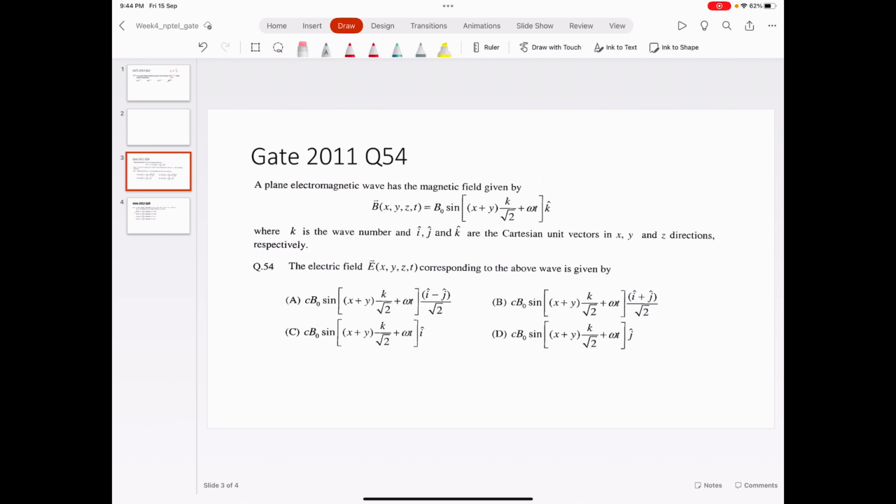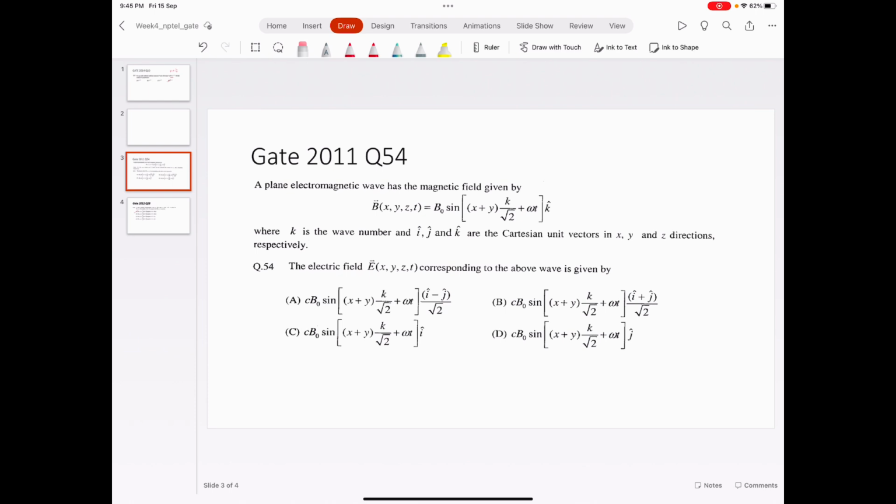It says that a plane electromagnetic wave has the magnetic field given by B of (x, y, z, comma t) is equal to B naught, which is some constant vector, because B naught into k cap is there at the end, you can see. So B naught is only in the k component or the z component, and the wave propagation part is sine of (x plus y) k by root 2 plus omega t. Now k is the wave number, and i cap, j cap, k cap are the Cartesian unit vectors in x, y and z directions respectively.